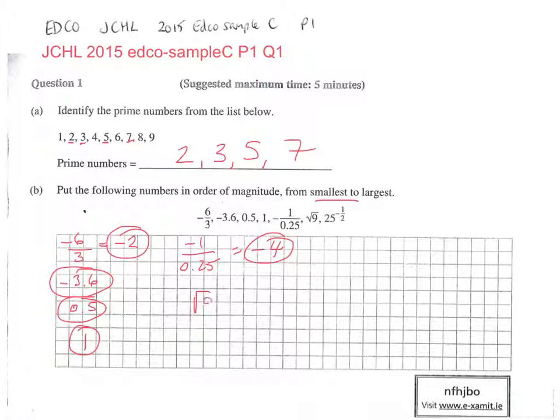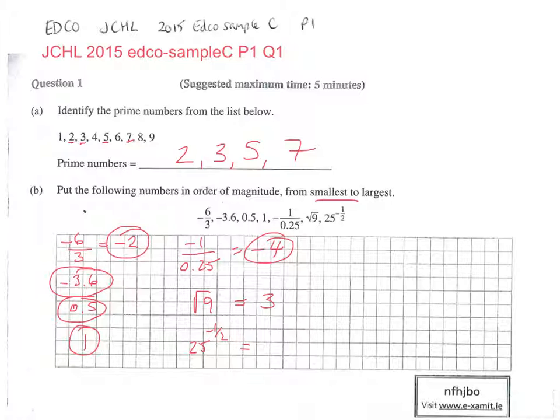We have root 9, which you should know instantly is 3. And 25 to the power of minus a half. This is the most difficult one to deal with. You've got two things to deal with. You've got the negative index, and you've also got the index which is actually a fraction.